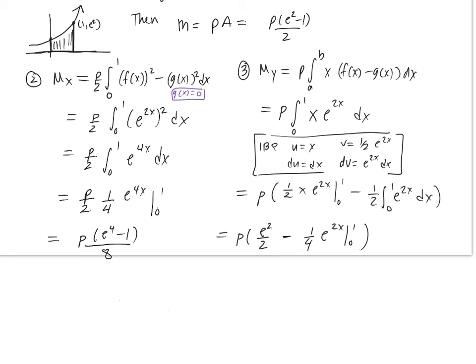Be a little bit careful with negative signs there. Rho times (e squared over 2 minus (a quarter e squared minus a quarter)). Do you see what I mean about being careful with parentheses there? Okay. So if I have e squared over 2, and I take away a quarter e squared, it's a quarter e squared, right?